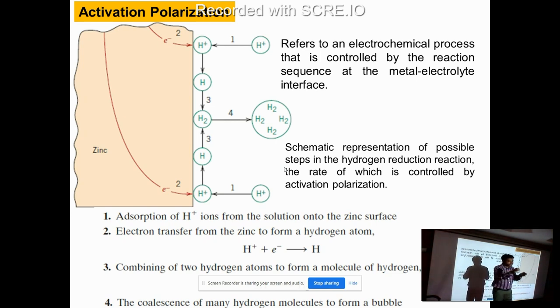We don't know whether the H atoms may react or may not react. If the surface is feasible, they will react. If the surface is not feasible, they won't react. Third step. Fourth limiting step.